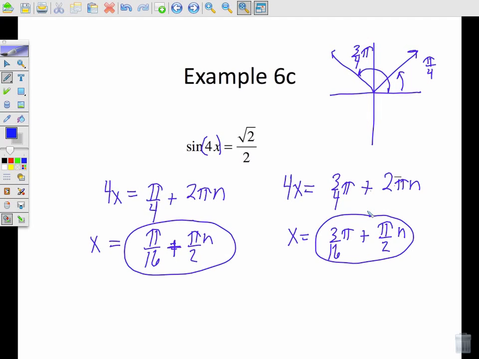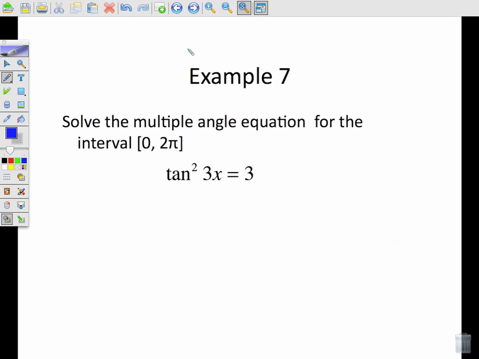Again, that is how to solve a multiple angle. In the first three examples that we've talked about, our solutions come from the fact that we keep going around all rotations. We don't restrict it just to the first rotation.